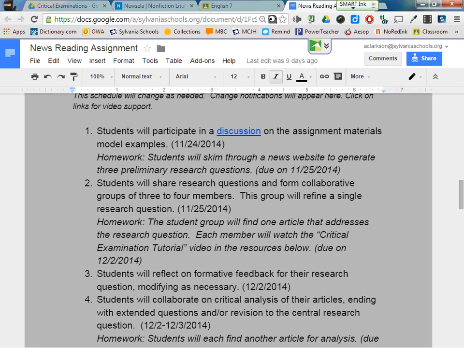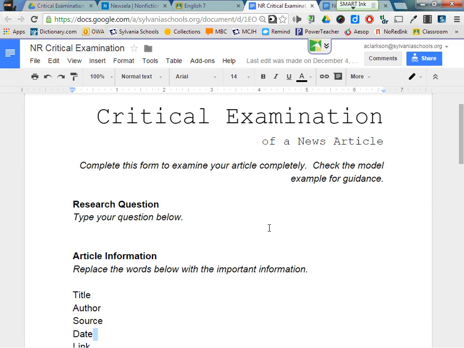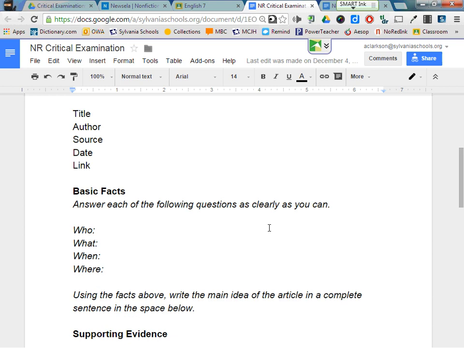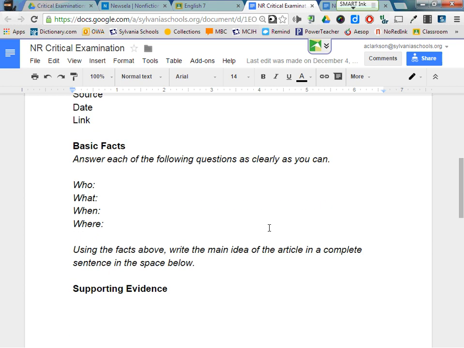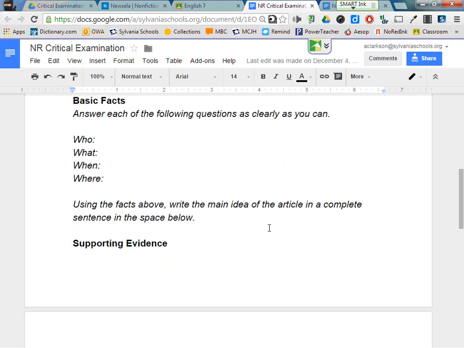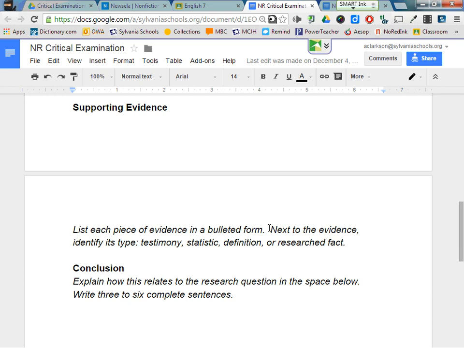You can find the critical examination sent to you in your Google Drive, and it will look like this. This is a blank version, and in a previous video, I've discussed how to complete other sections of this blank version. But today I'd like to talk about supporting evidence. As you look at this section, you can read four different types of supporting evidence that you'll want to include: testimony, statistic, definition, or researched fact.